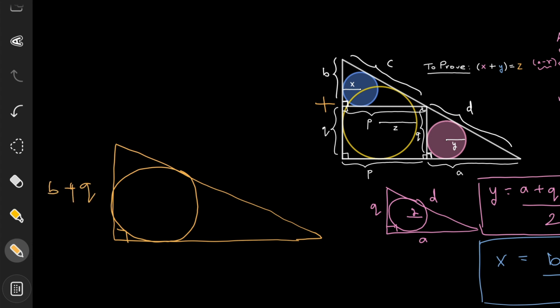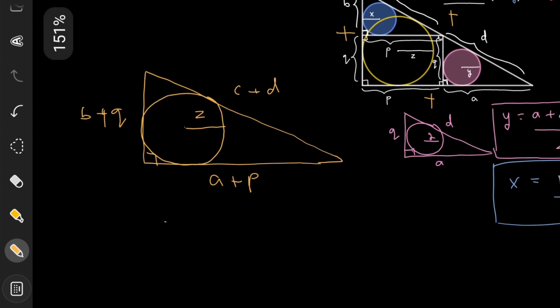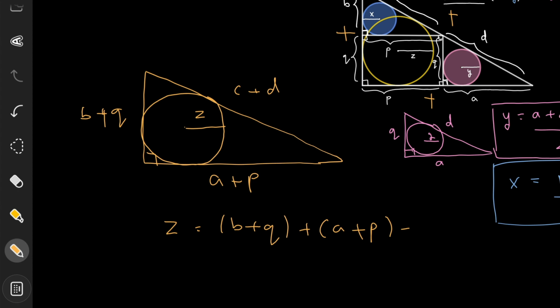Now the value of the base will turn out to be p plus a. So we are going to write it as a plus p, and the value of the hypotenuse will turn out to be c plus d. Okay. And now the radius of this circle in terms of variable has been taken as z. So according to the theorem, the value of z will turn out to be the addition of the lengths of the height and the base. Therefore b plus q, that is the height, plus a plus p, that is the base, minus the length of the hypotenuse, that is c plus d, and all of this divided by 2.